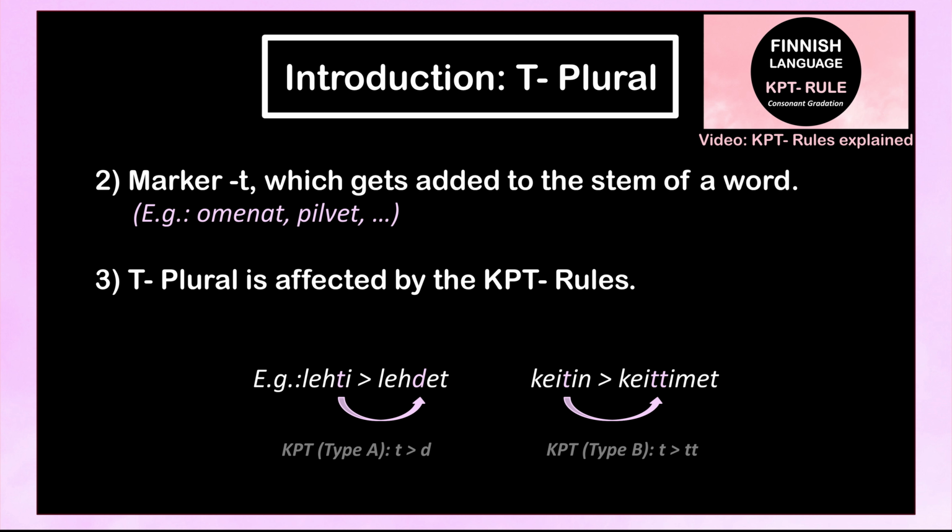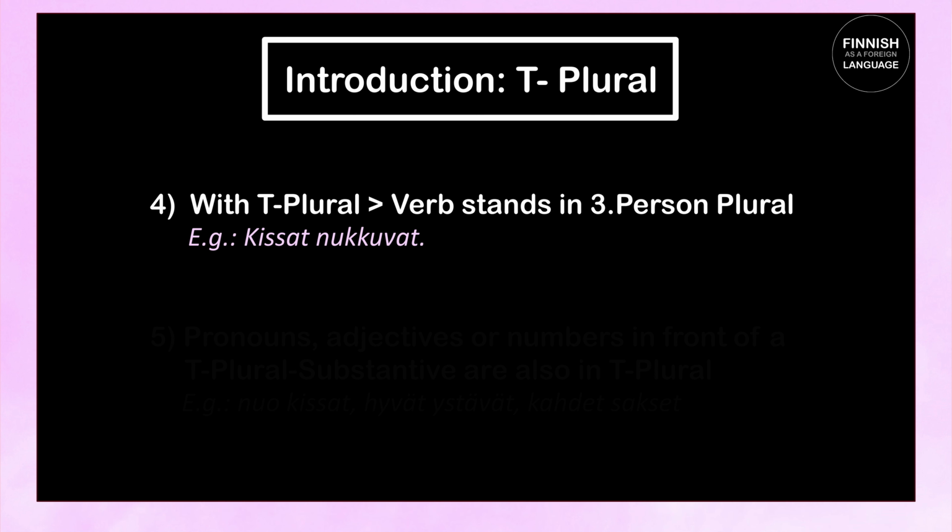Alright, next thing that is also important is that verbs that refer to a subject in T plural have to stand in the third person plural. For example, kissat nukkuvat means the cats are sleeping. Kissat means the cats, and since we want to say the cats are sleeping, we have to put the verb nukkua, which means to sleep, into the third person plural, which is nukkuvat. So that is why we say kissat nukkuvat.